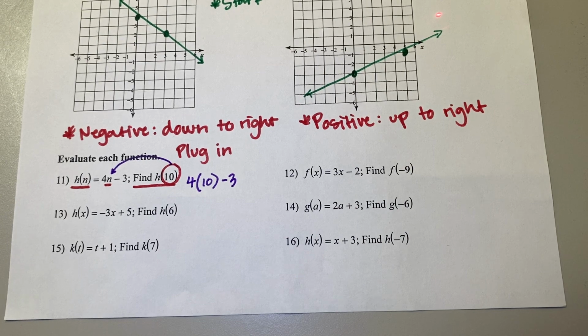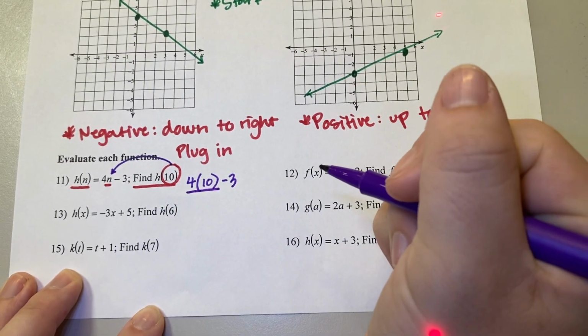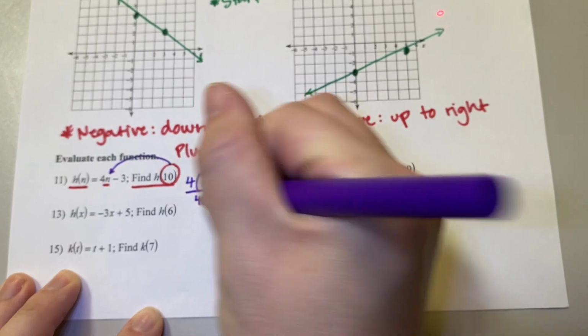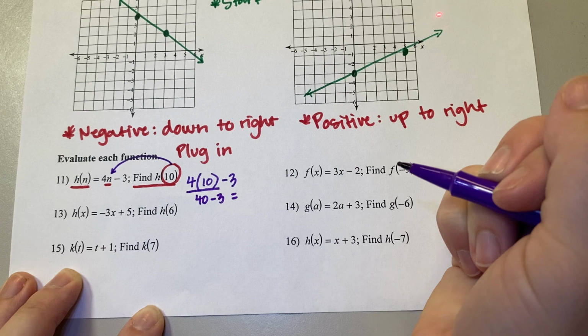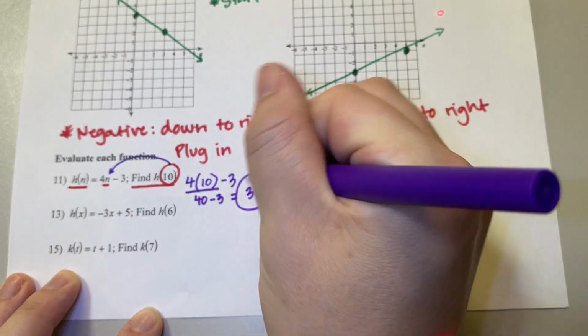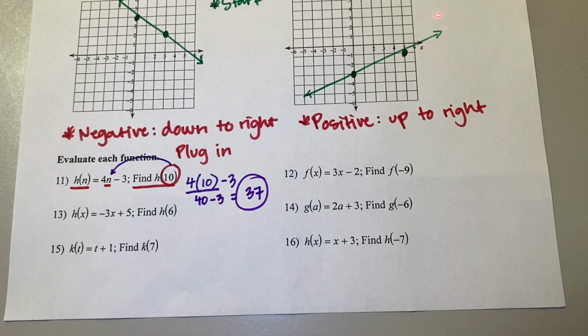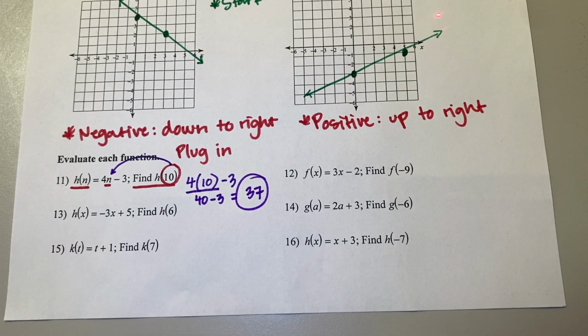Beautiful. Okay, so from here, it's just following the order of operations. We have to multiply before we can subtract. 4 times 10 is what? 40. 40 minus 3 is what? What's my final answer, Connor? 37. Love it. So all you're doing here is plugging it in where it tells you to, and then solving, evaluating.